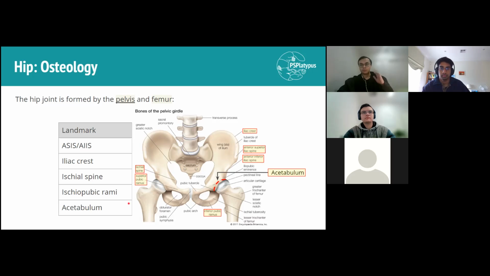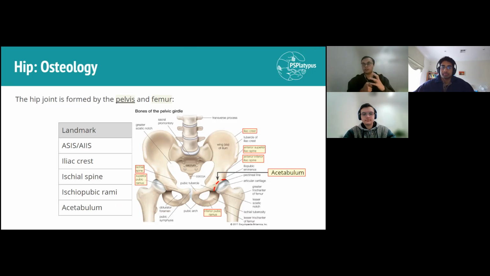And then probably the most important one for the hip is the acetabulum, which is the socket of the hip, right? It's going to be where the femur or the ball of the femur is going to actually lock into. So the acetabulum is a socket, and that's going to be where your hip joint is really going to form.